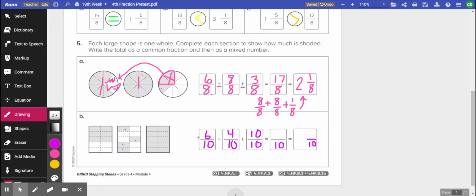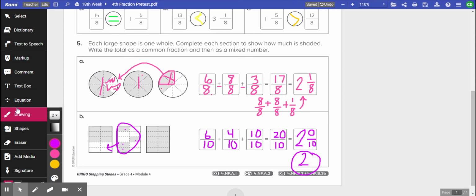Again, I need to add those together. Oh, I noticed that equals exactly 20. So guess what? If I move these 4 here, it makes exactly 2 wholes. So I could say 2 and 0/10, that's correct. Or I could just say 2. It makes exactly 2 wholes. 20 divided by 10 is 2.